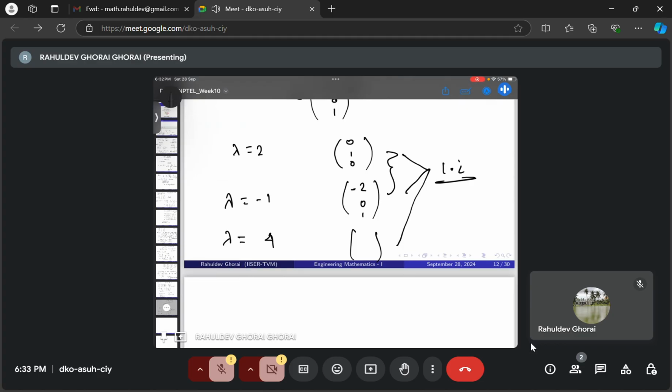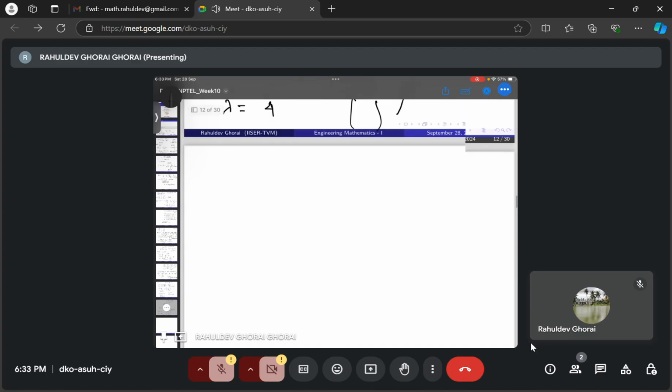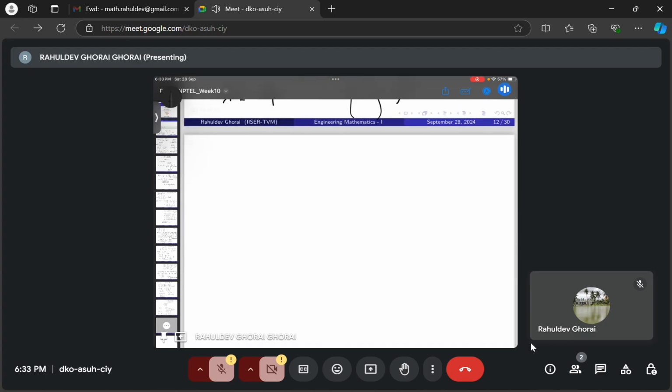And we discussed reflections in R2. We can show that the reflection in R2 is diagonalizable. All those things we will do later maybe. But before that, let us do some assignment questions which are given. I am doing some from the week 10 assignments and some other examples also.